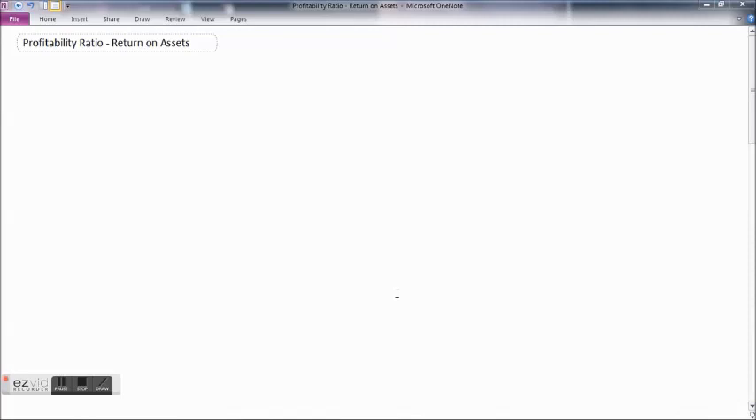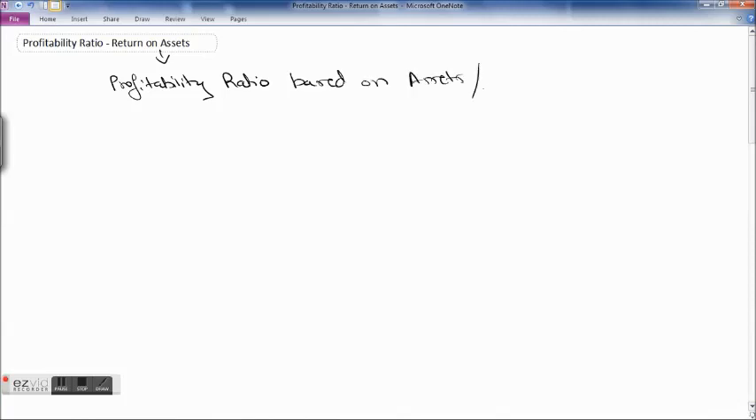So this return on assets is a profitability ratio based on assets and investments. What it reflects is, for the given level of assets or investment, what profitability percentage we are getting. That is return on asset. The profitability ratio in case of return on asset is measured in terms of the relationship between the net profit and the asset employed in the firm to earn that net profit.